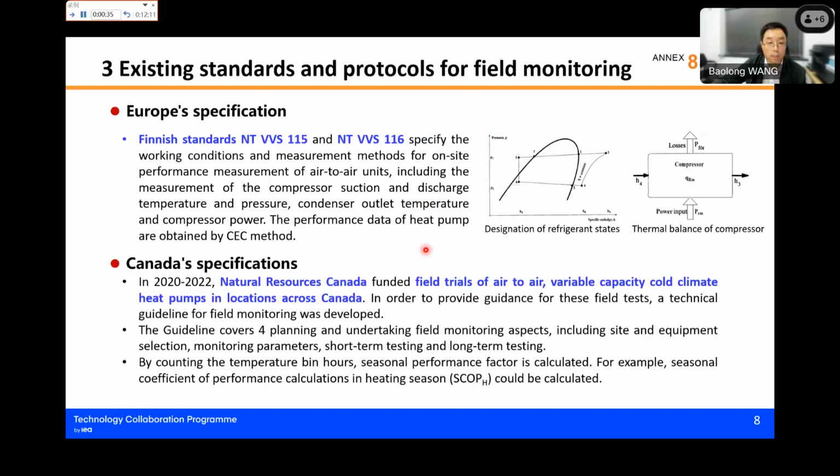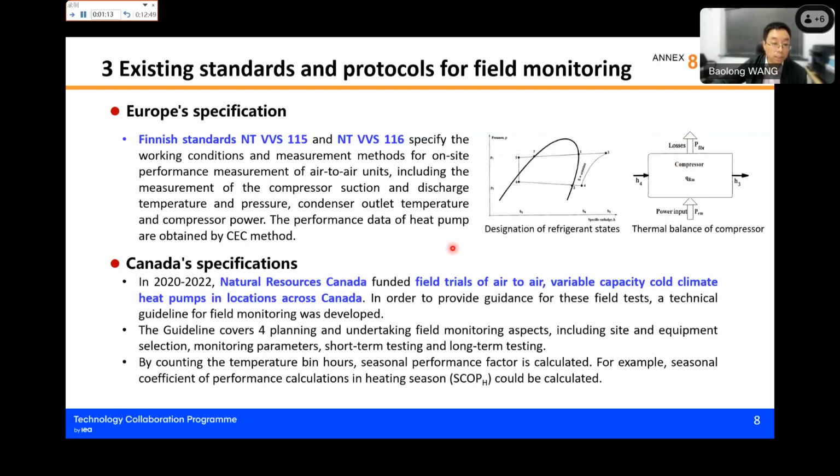In this standard, they just use the CEC method. We call that the compressor energy conservation method. They test the inlet and outlet of the compressor, the refrigerant state, and use the energy conservation of the compressor to calculate the mass flow rate. Here you can see they are also considering the heat loss through the shell of the compressor. So it's a very good beginning of using this CEC method.